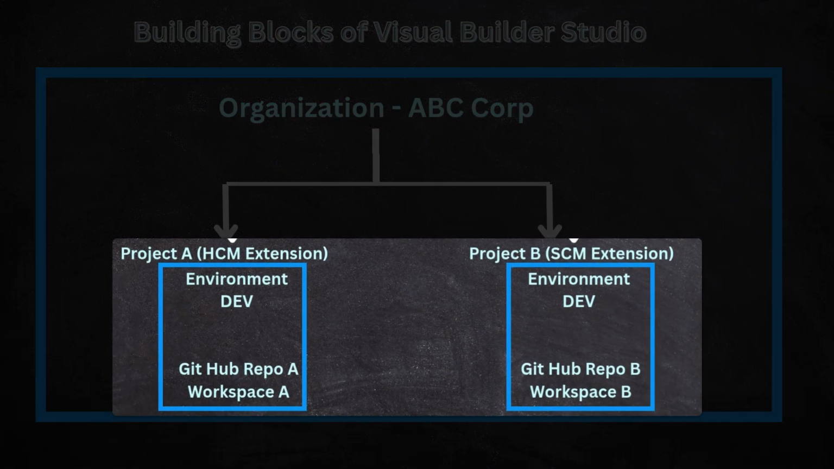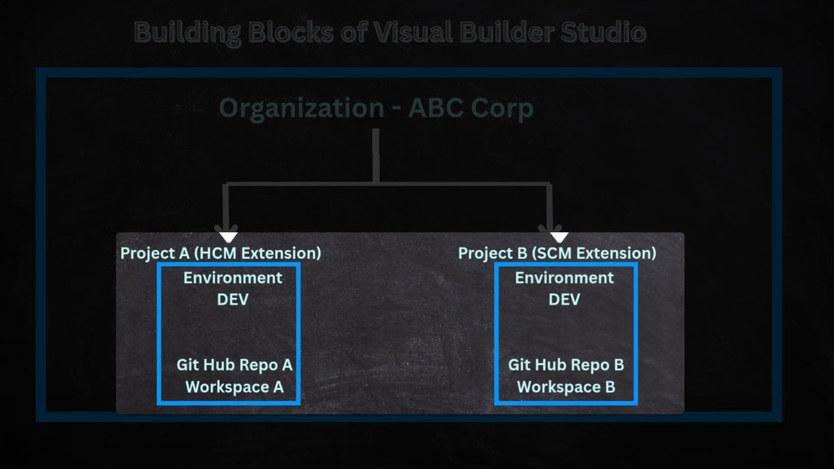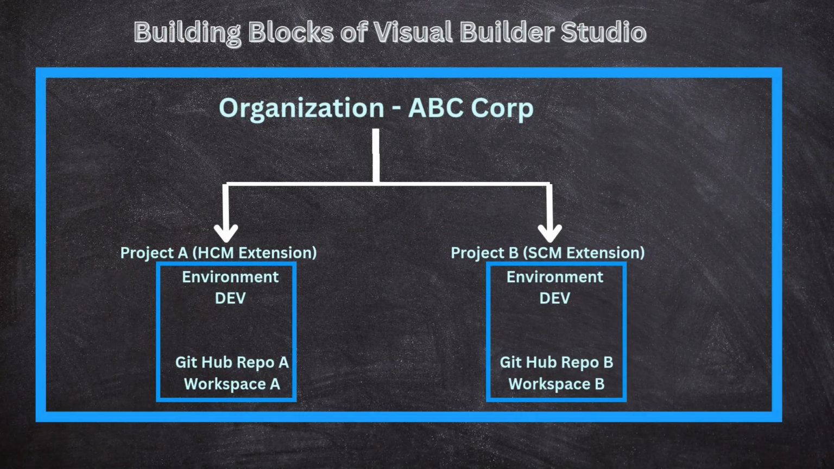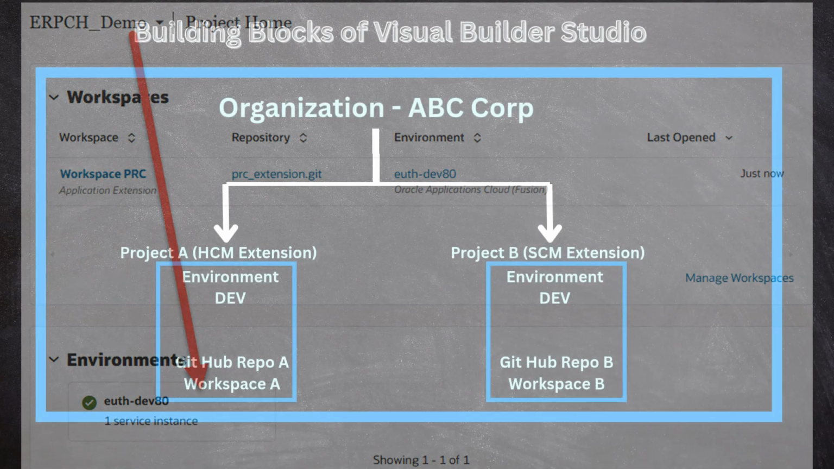Next, we have projects. We create projects to organize our extension work inside our organization. You can use one project to track all your extensions, or you can create a separate project for each one, as you can see on my screen. Next up, we have environment component within our Visual Builder Studio that is linked to each project. Before customizing the Fusion application, an environment needs to be created in Visual Builder Studio to talk to our Fusion application. This is the space where all your changes are applied, tested, and deployed.